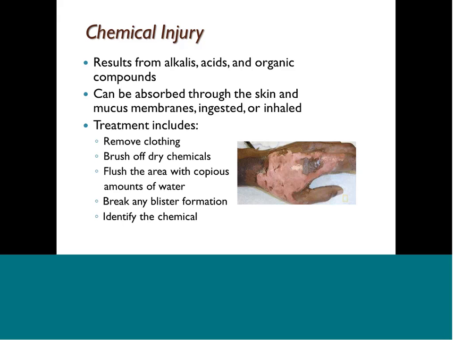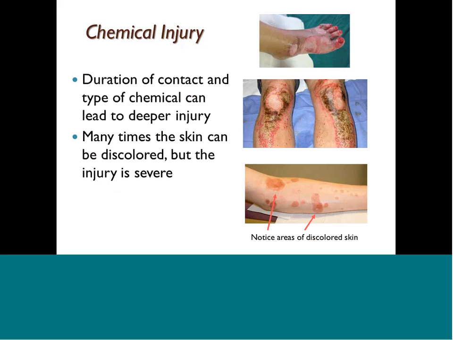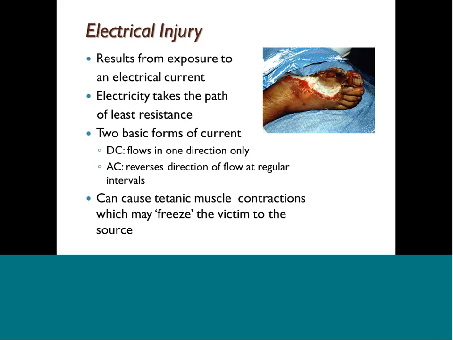With chemical injuries, you do want to identify that chemical, and with all burn injuries, you want to make sure that you protect yourself before you touch that patient. So you want to make sure you have on your protective equipment like gloves and masks. With chemical injury, the duration of contact and type of chemical can lead to deeper injuries. Many times the skin can look a little bit discolored, but the injury can be more severe than what you're looking at. So if it is a chemical and you do have some discolored skin area, flush that area too, and make sure you assess that area after the patient has been flushed and when they're more stable.